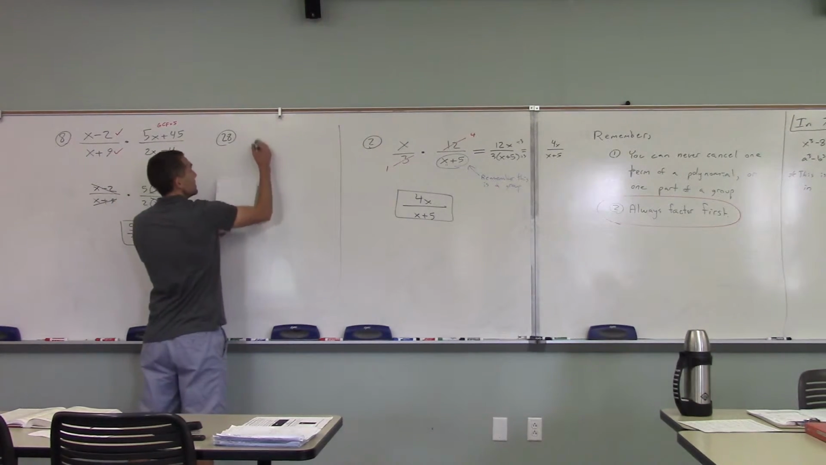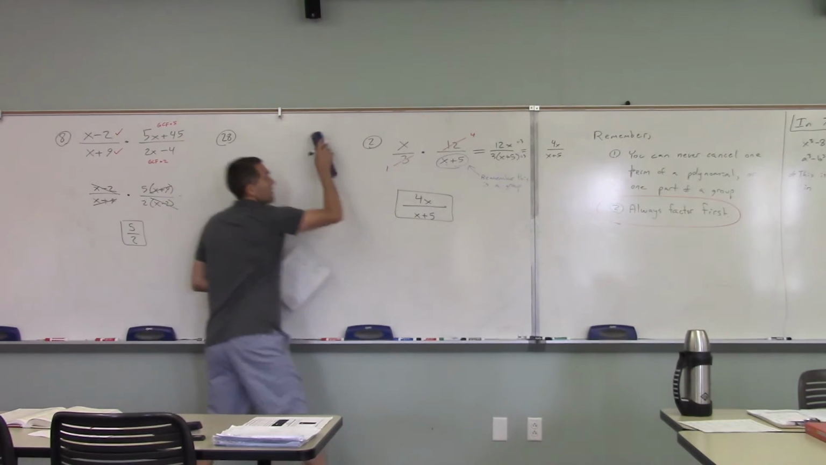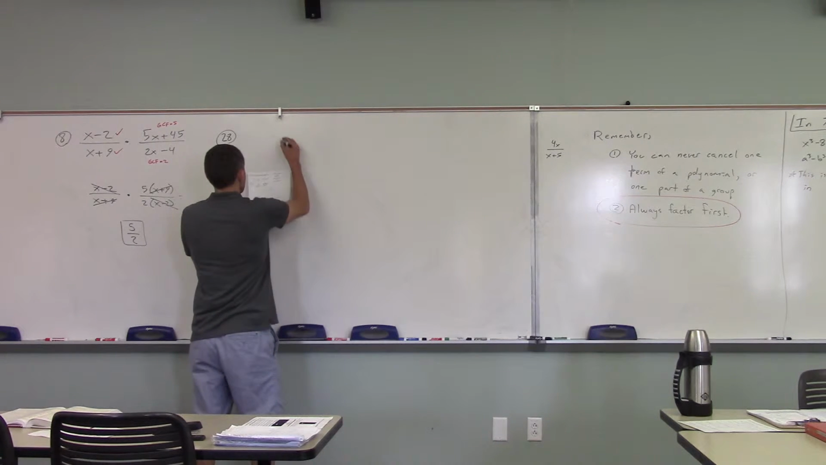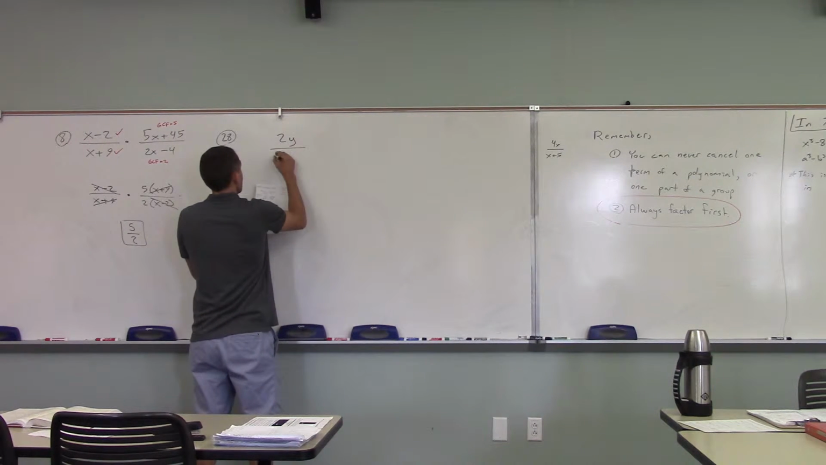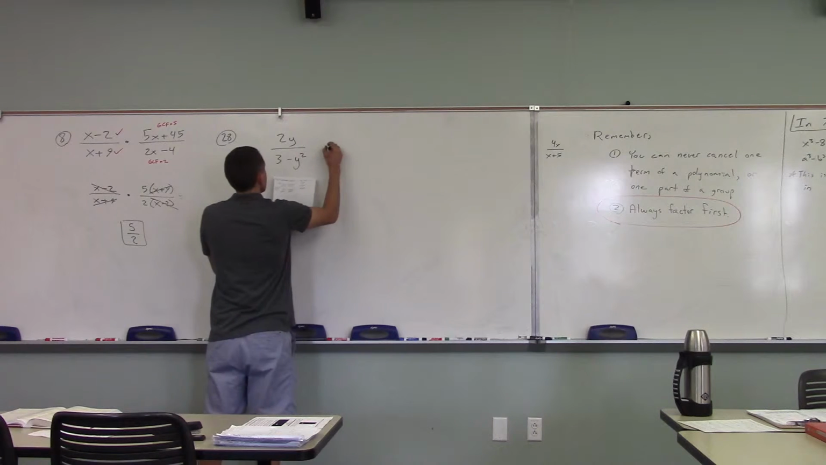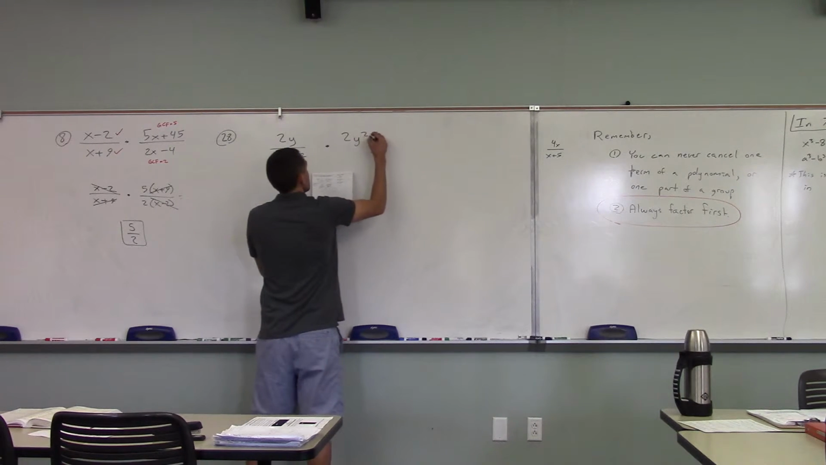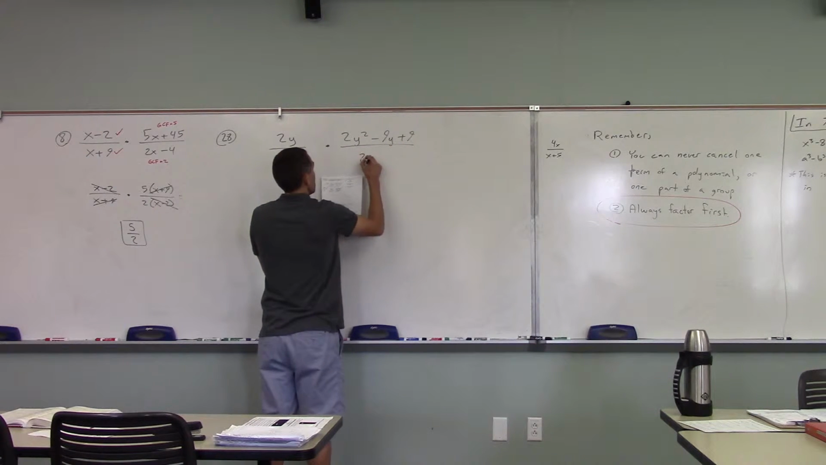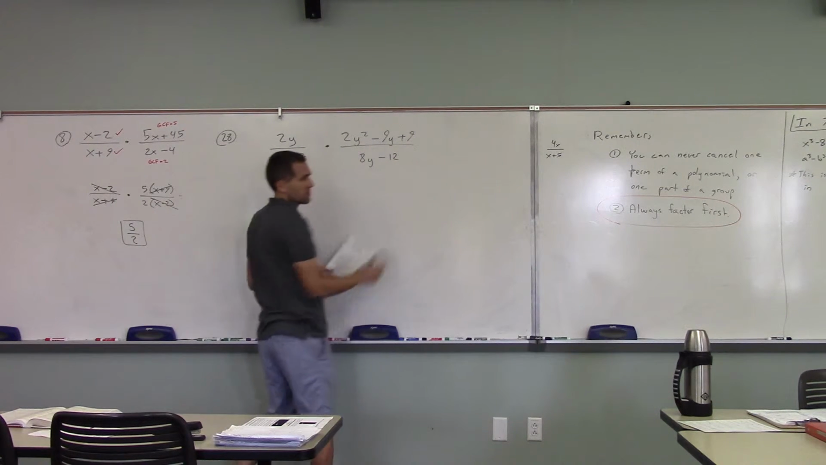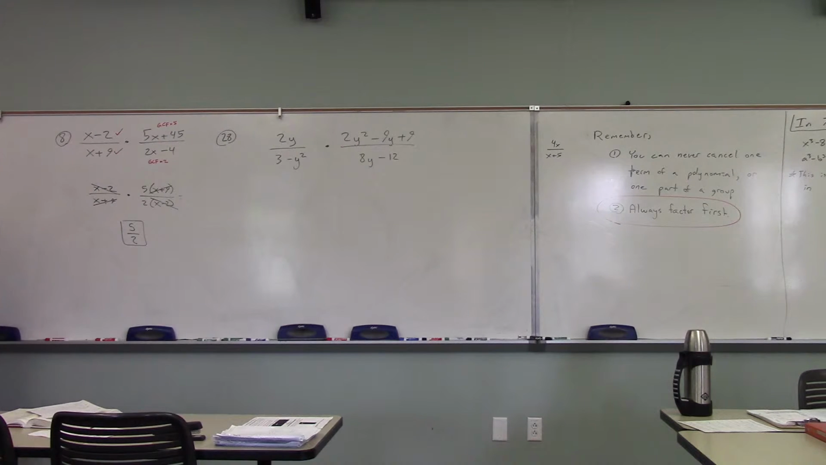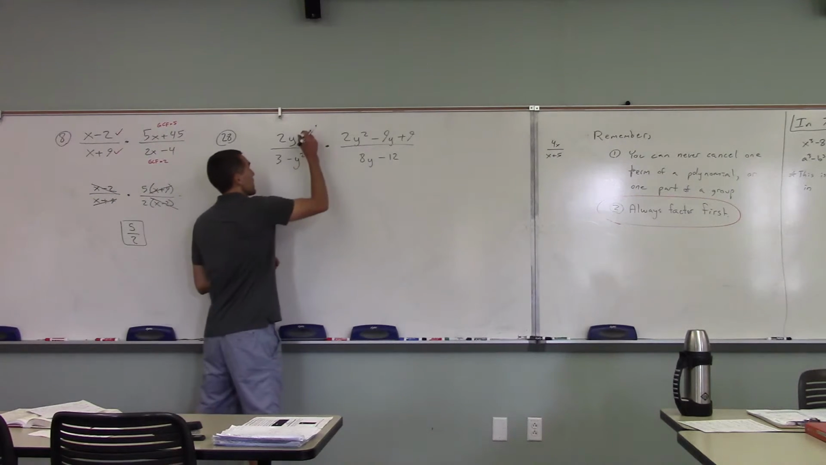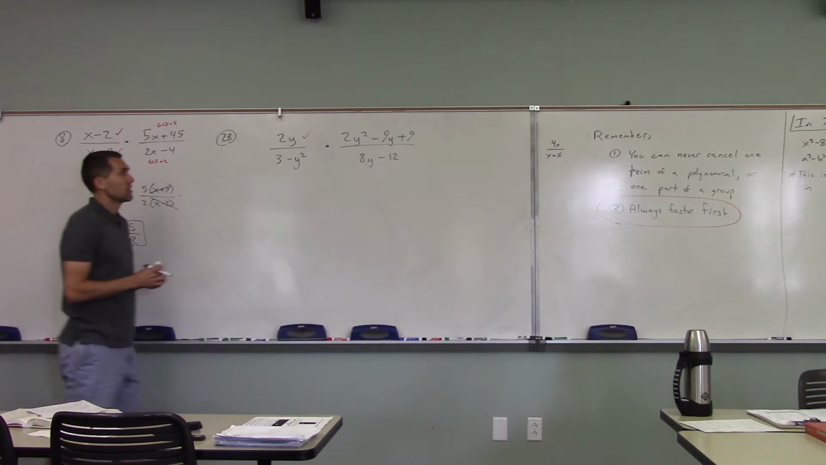Okay, here's 28. Okay, 28 is a little bigger. Same exact strategy. Okay, so we got 2y over 3 minus y squared times 2y squared minus 9y plus 9 all over 8y minus 12. Okay, so what are we going to do first? Factor. Yes, that's exactly what we're going to do first. Okay, well this one's already factored, so nice.